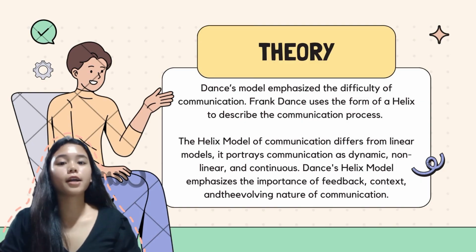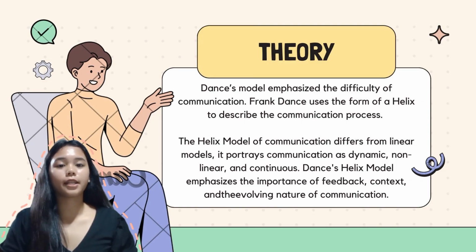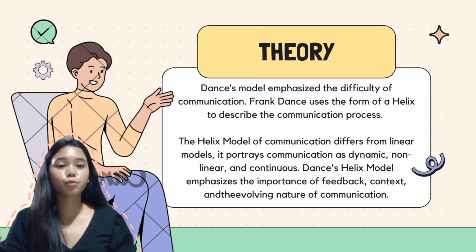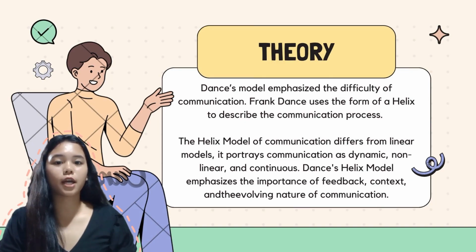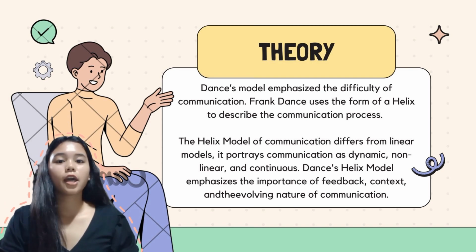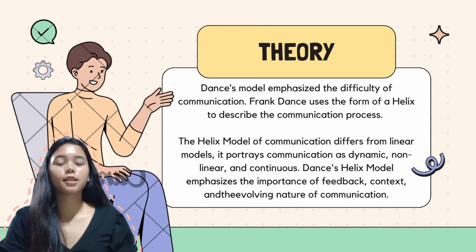So yeah, Frank Dance came up with a way to explain how communication can be tricky. He used a helix, which is like a spiral shape, to show how communication evolves and grows. Imagine a small spiral that keeps getting bigger as it moves forward. This is how Dance's model of communication works. It shows that communication is always changing and developing over time.